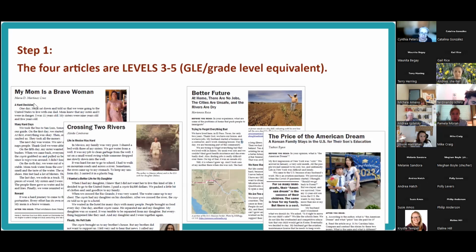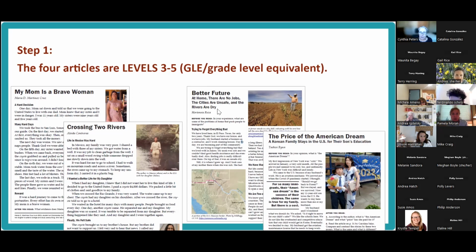There's this one that we just read, My Mom is a Brave Woman, and here it is in PDF format. And then there's Crossing Two Rivers, which is that story that I mentioned, which is from the perspective of the mom bringing her children across the river and then the desert.